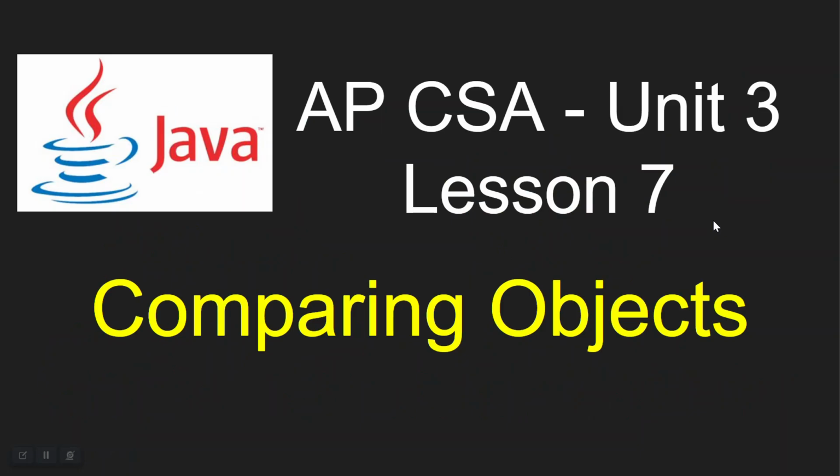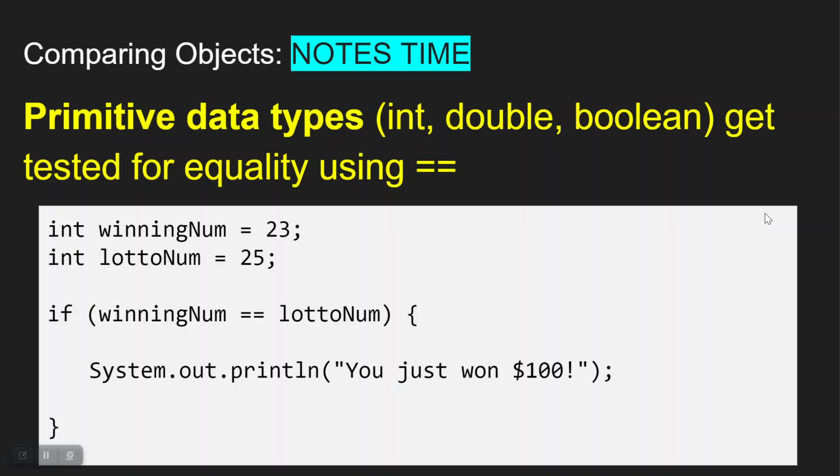Now, we're going to jump into lesson 7 here, which is about comparing objects. So let's go ahead and get started. So far throughout this unit, we've been comparing different data types using Boolean expressions. So it's pretty easy at this point. Hopefully you've practiced it enough that you've got a really good handle on what this means.